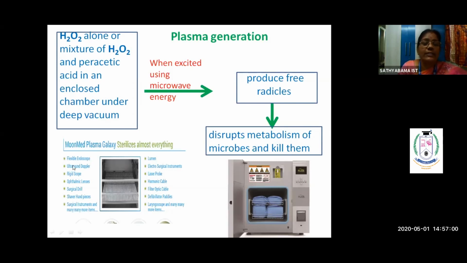So this plasma sterilization is widely used in hospitals for sterilizing disposable single-use items like flexible endoscopes, Dopplers, rigid scopes, ophthalmic lenses, some surgical drills, etc. Whatever is being used in the hospitals, these are all sterilized by plasma sterilization. Commercially available plasma sterilizers are there, just like your hot air oven or autoclave. You have to wrap the items, put them inside and switch on the machine. Once it is off, it will be sterilized and can be used.